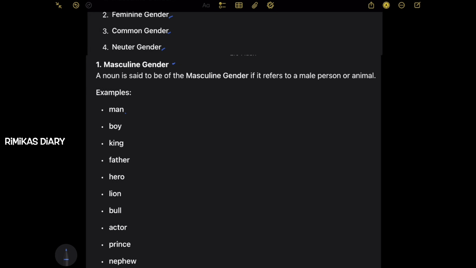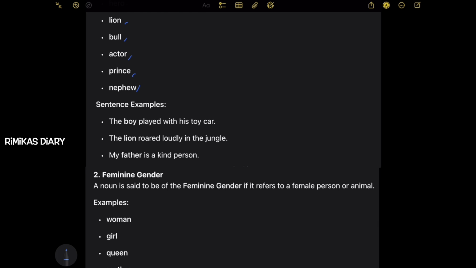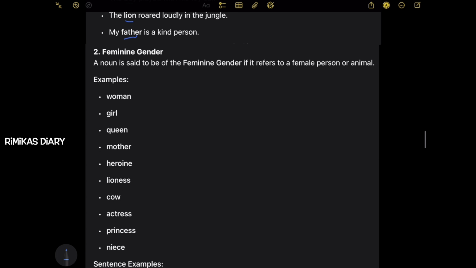So examples: man, boy, king, father, hero, lion, bull, actor, prince, nephew, etc. So sentence examples: the boy played with his toy car. So boy. The lion roared loudly in the jungle. So lion. My father is a kind person. So father.